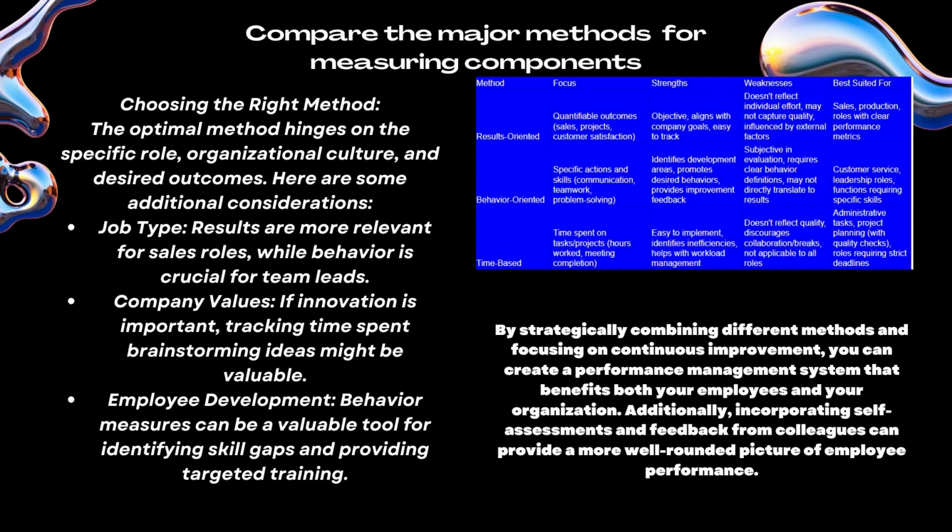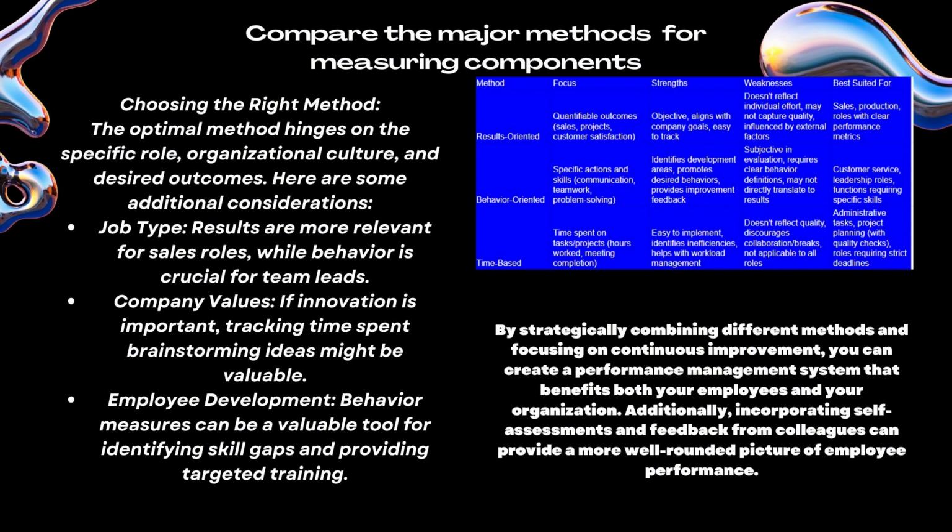Comparing the major methods for measuring performance. Choosing the right method: the optimal method hinges on the specific role, organizational culture, and desired outcomes. Here are some additional considerations. First, job type. Results are more relevant for sales roles, while behavior is crucial for team leads.